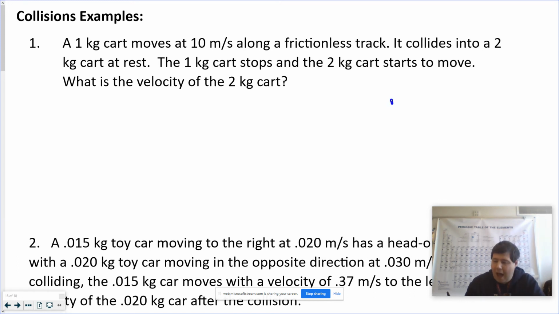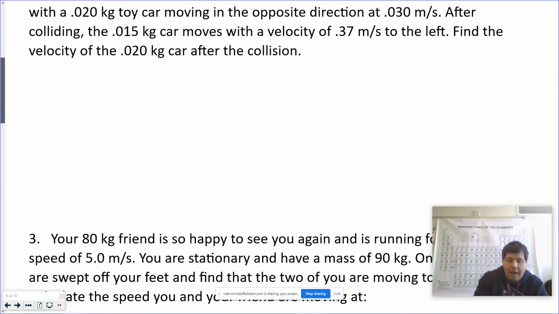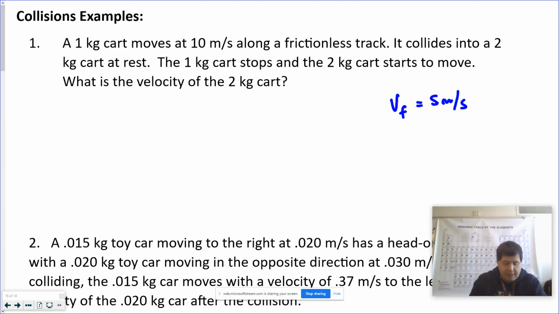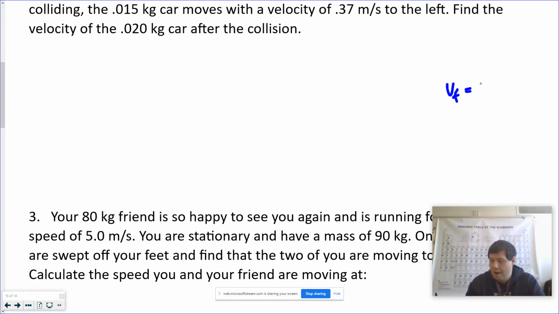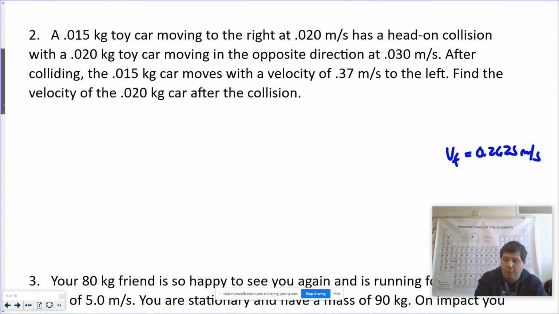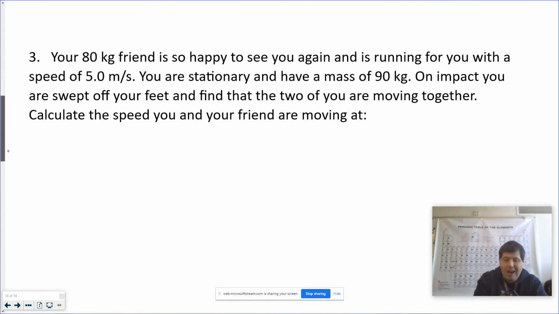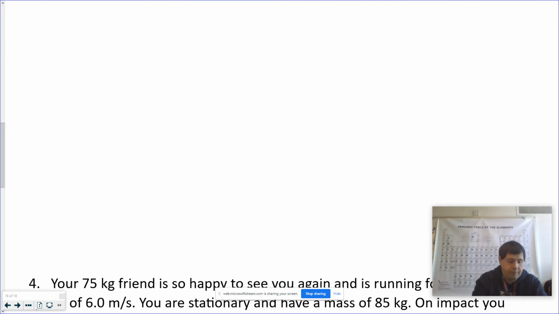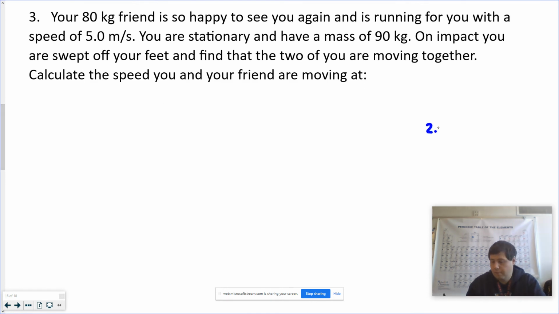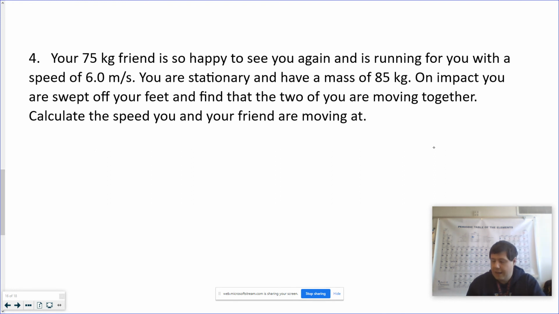So for the first one, I solved and got a final velocity of 5 meters per second. For the second one, I got a final velocity of 0.2625 meters per second. That one you've got to be a little careful with the lefts and the rights there. For number 3 here, I got 2.35 meters per second. For number 4, I got 2.81 meters per second.